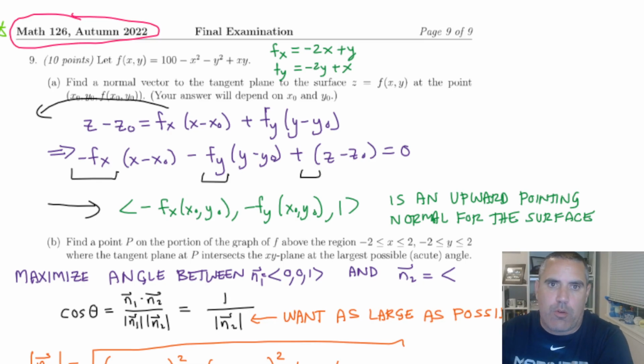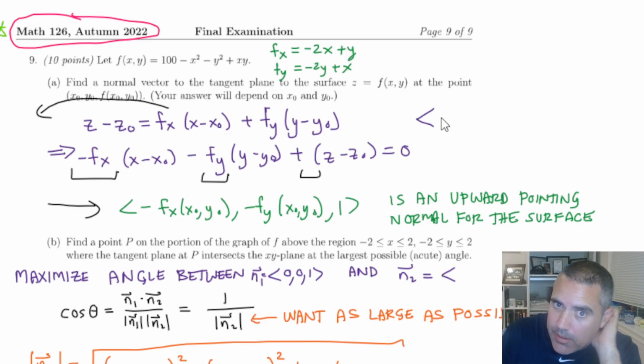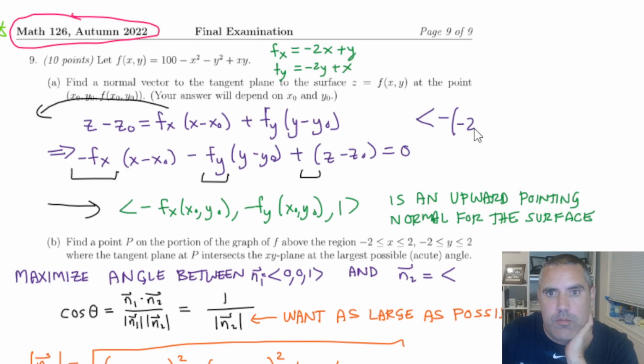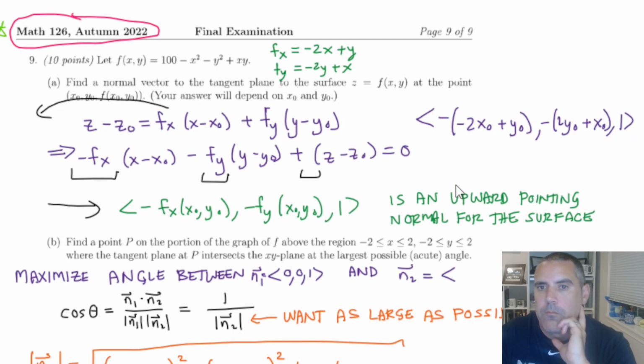Okay, so let's just extract a few things. From the first part, we would say, all right, let's put our derivatives in here. And I think in the solutions, they did the downward pointing normal, which is also fine. But if I plop this in here, I'm going to have negative, and this will be -2 x0 plus y0, and then I'm going to have -2 y0 plus x0, comma 1. So that's what we're going to use in the next part. I think that's why they did part A.